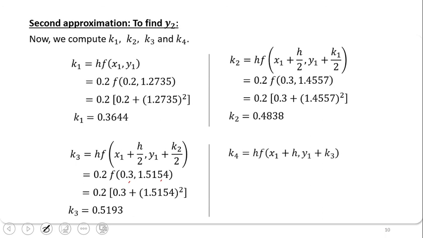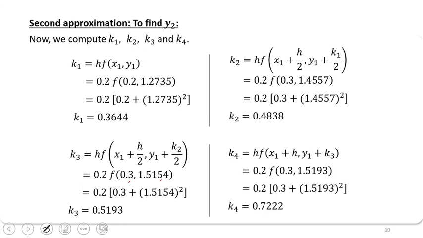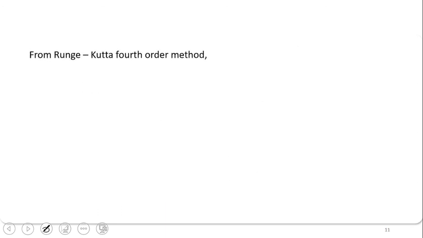Now write down the formula for k4. k4 is h times f of x1 plus h comma y1 plus k3. Now substitute the values of h, x1, y1 and k3 here. Then it is 0.2 times f of 0.3 comma 1.5193. If we simplify this, it will give 0.7222 corrected to 4 decimal places. So k4 is 0.7222.